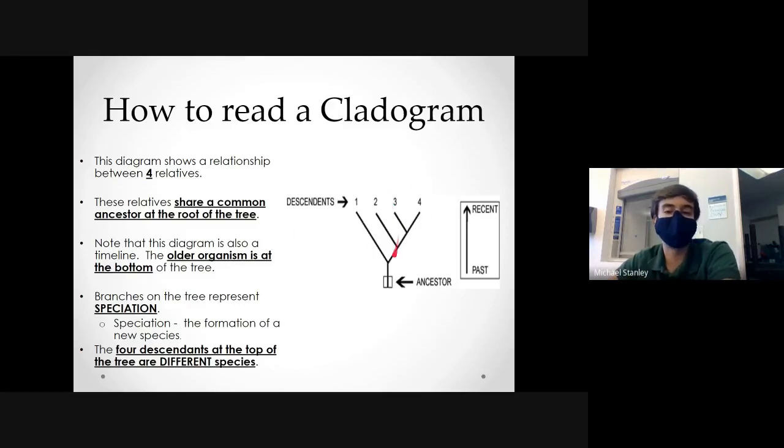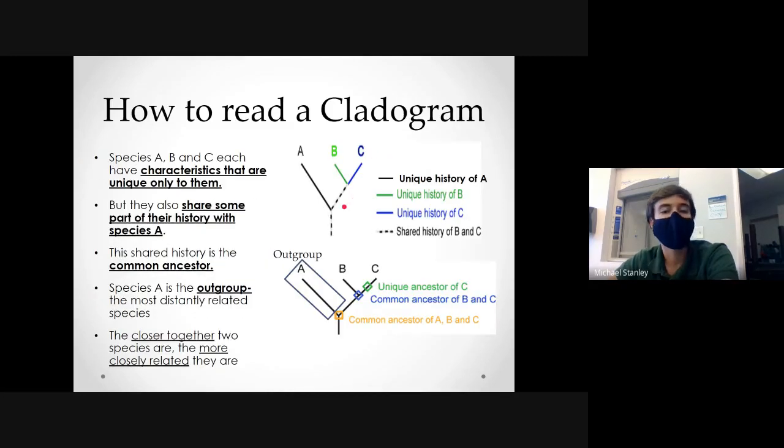Cladograms are set up by having the more ancient relationships closer to the bottom of the cladogram, and then you get to more modern common ancestors as you get closer to the top. Each branch on the cladogram represents a different species. Where the different branches converge is where they share common ancestors. And usually the one that is least similar to the other groups, or the first one to branch off, is called the outgroup.